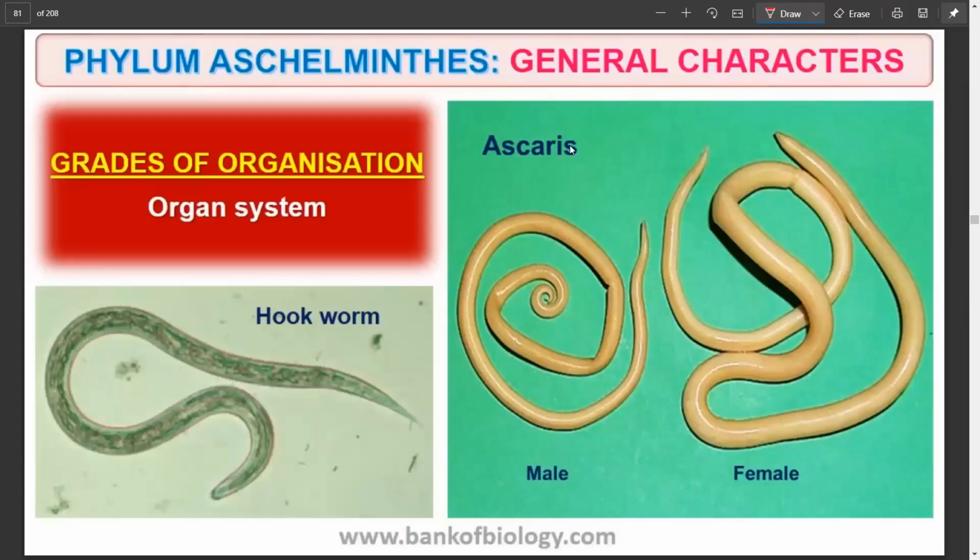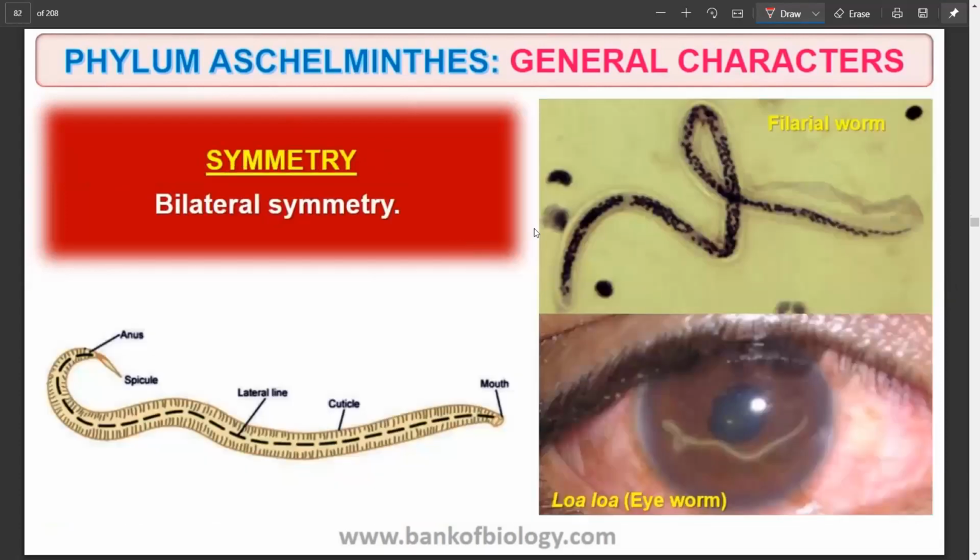Here you can see one of the common examples is Ascaris. You would have seen it in the biology labs in your schools, in class 10th probably. So you have male and female Ascaris, which causes an important disease that we'll talk about. We also have the hookworm, which belongs to this particular phylum. As in the previous phylum, the grade of organization here is organ system level of organization. And the symmetry, as in the previous case, is bilateral symmetry. Again, this continues, except in one particular phylum, which we'll see at a later point of time.